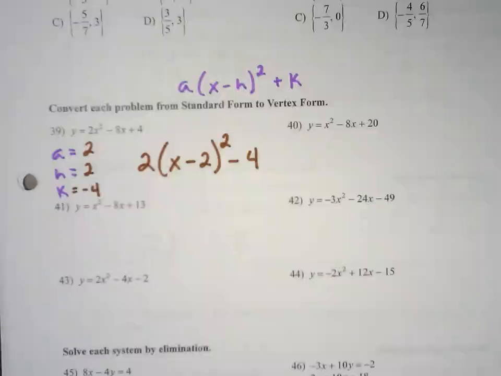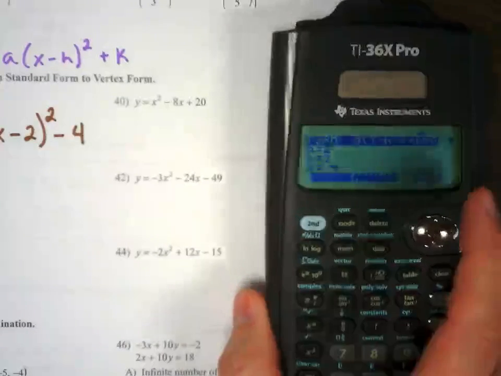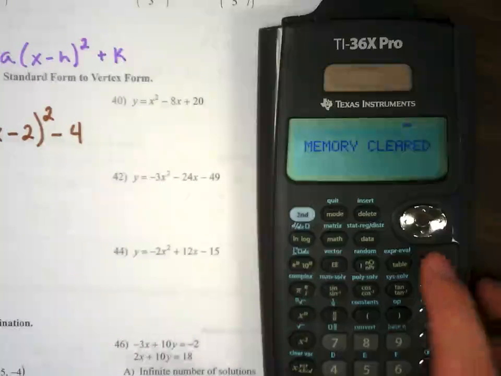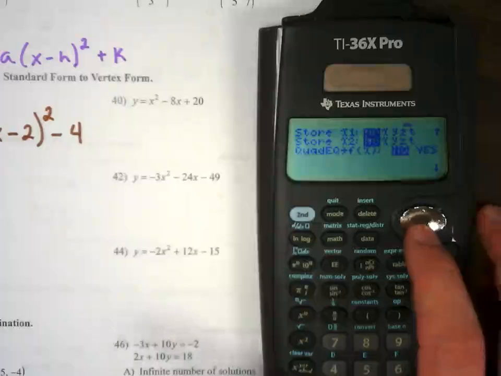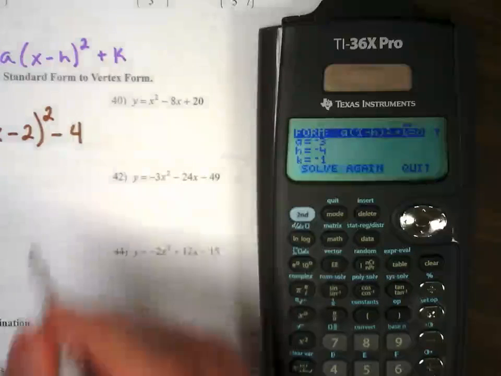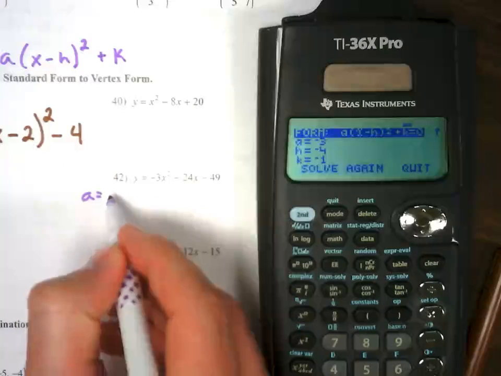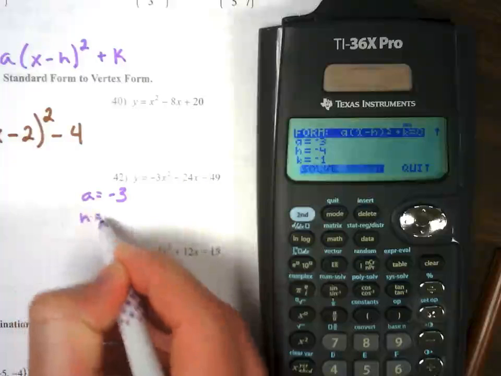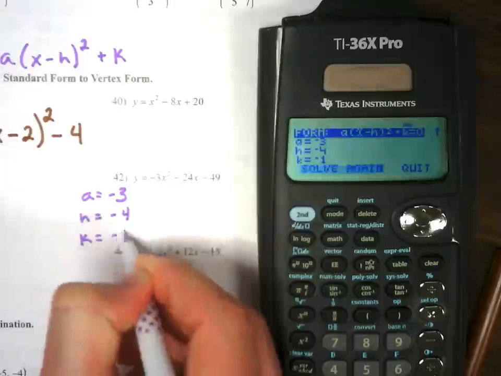So I'm going to do one or two more. Hopefully we'll get a couple different answers here. Let's look at 42. I'm going to go in here, clear this out, memory clear, second polysolve, enter. For 42 we have negative 3, enter, negative 24, enter, and negative 49, enter. We go solve, and go all the way down to A, H, and K. Notice our A is equal to negative 3, our H is equal to negative 4, and our K is equal to negative 1.